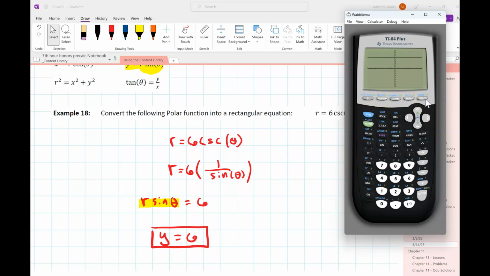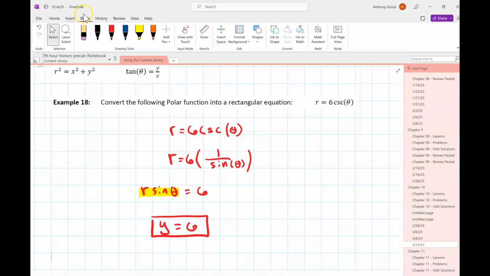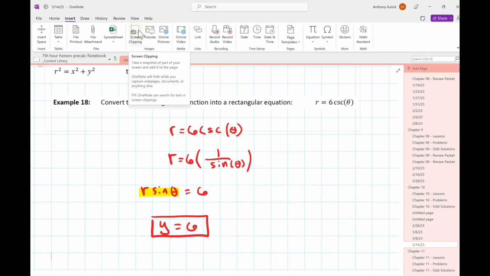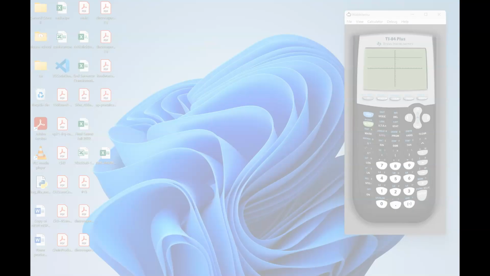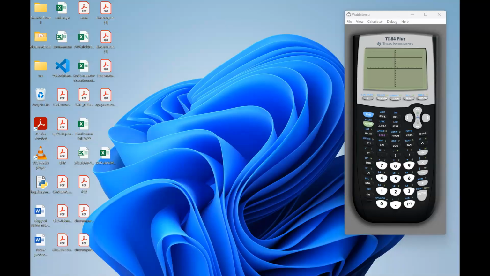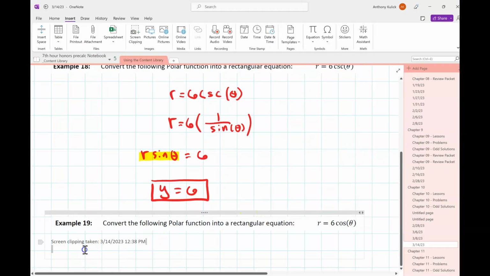Oh. Well, that is a horizontal line. Looks like y equals 6 even if I count those little tickies. Okay, well, I guess I did that right. Well, that's a surprise. Let's try another one. Are they all going to be that easy, Mr. Kulik? Yeah. Ho, ho, ho. Yeah, no, they won't be. But some of them could be.